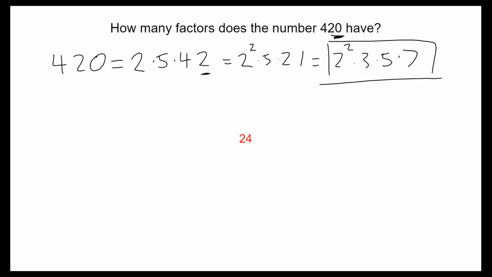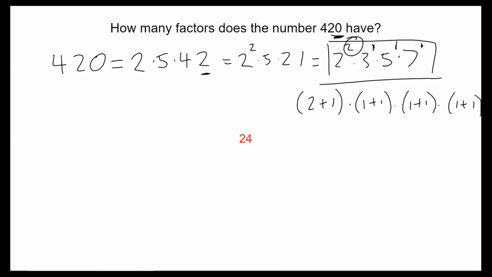I forgot, this question wasn't asking about that. This question was asking about the number of factors. Well, we learned from before that the number of factors is all the exponents added 1 and then multiplied together. So the exponent here is 2, and these three exponents are 1. So 2 plus 1 times 1 plus 1 times 1 plus 1 times 1 plus 1 equals 3 times 2 cubed, which is equal to 24.